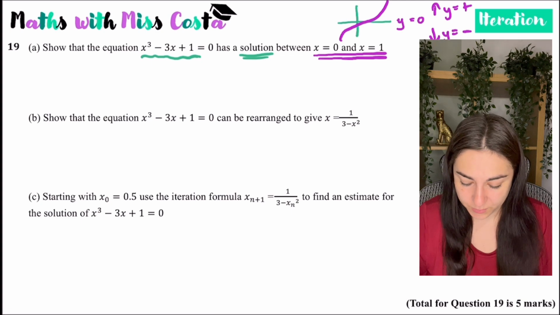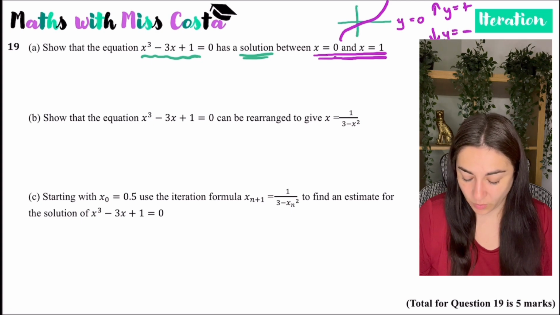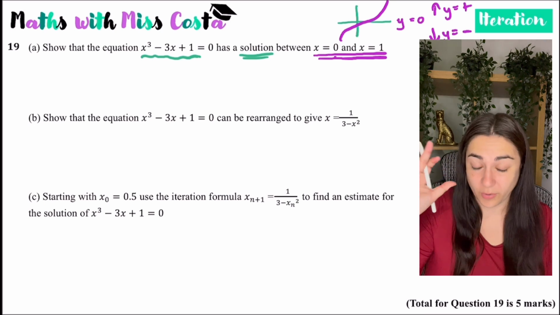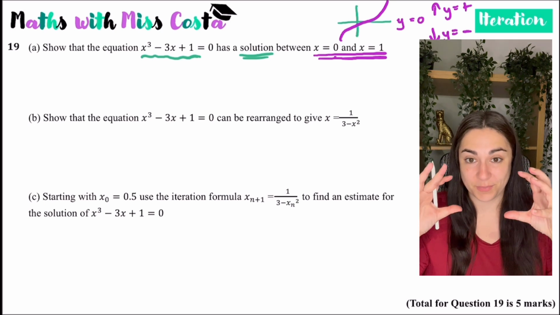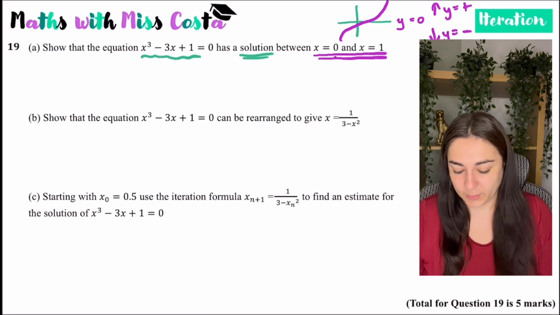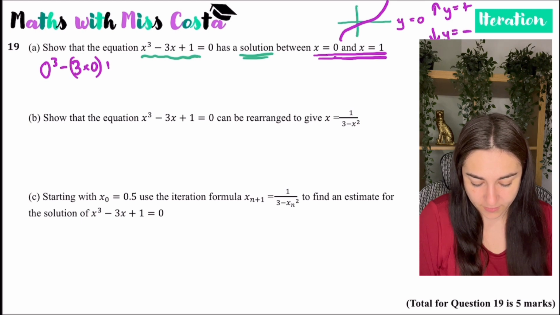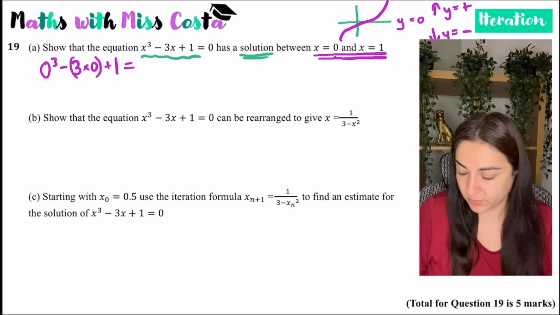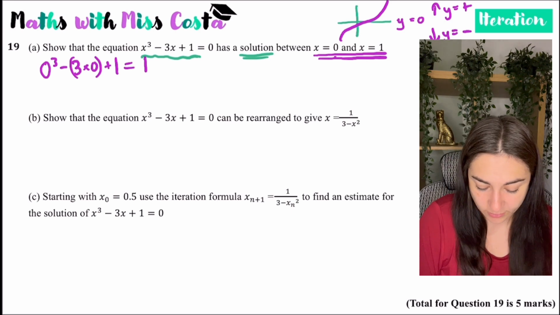So if you can prove that between these two values, when x is 0 and x is 1, the y changes from a positive to a negative, then you've proved that there must be a solution between there. So what we do is we substitute the values in. So first of all, we'll put 0 cubed minus 3 times 0 plus 1 equals, and then 0 cubed is 0, 3 times 0 is 0, so that equals 1.